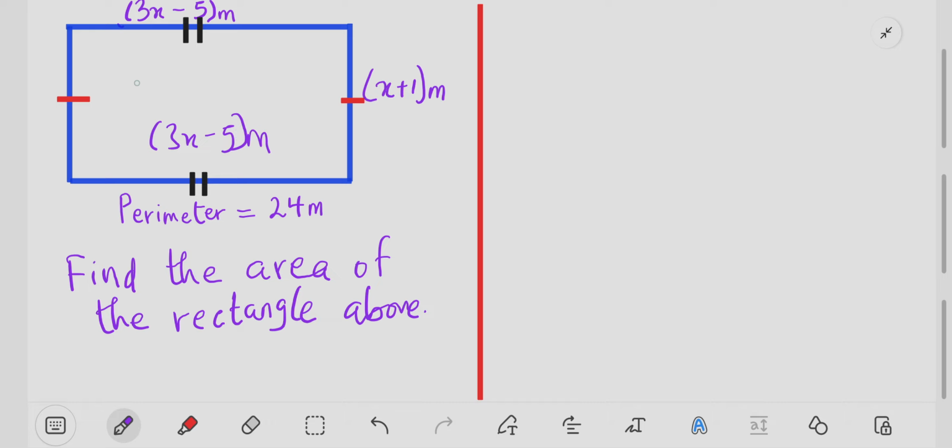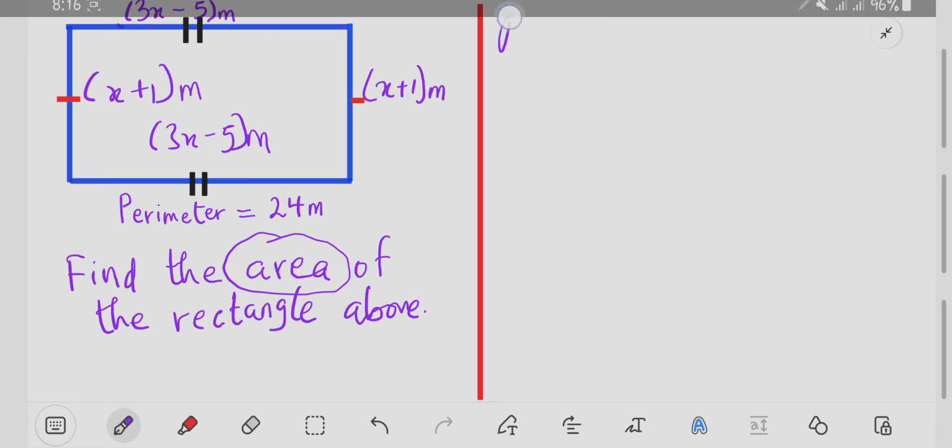The same thing applies to the left and the right sides. They are also going to have the same size because they have similar markings. So this side is also going to be x plus 1 in meters. Now, our main focus in this particular question is to find the area. How do you find the area of a rectangle? That's the question we're supposed to ask ourselves.